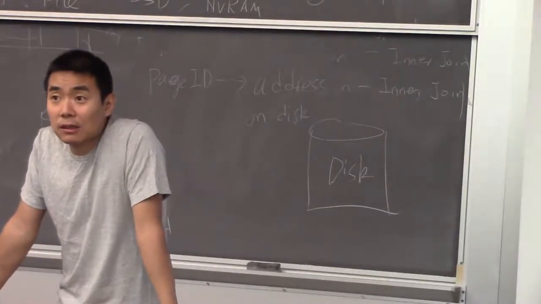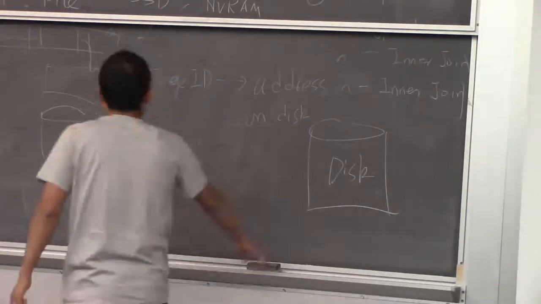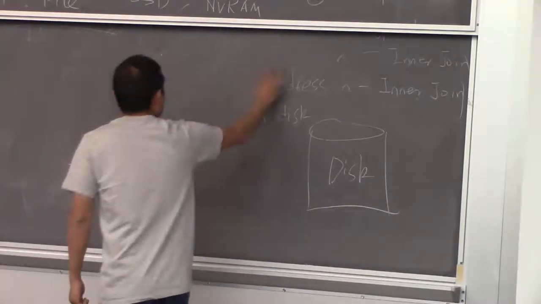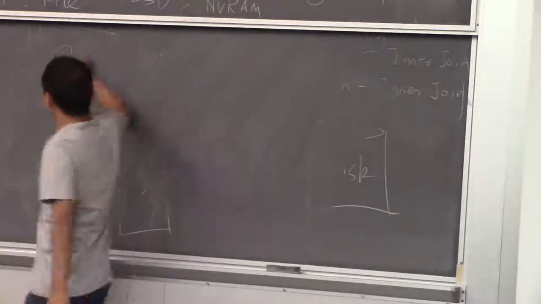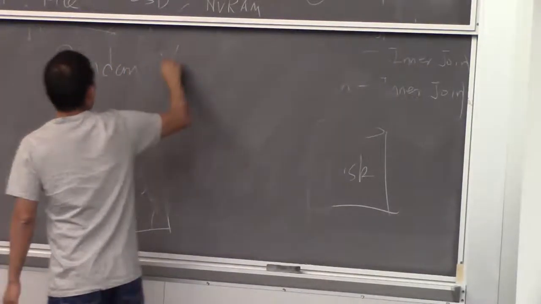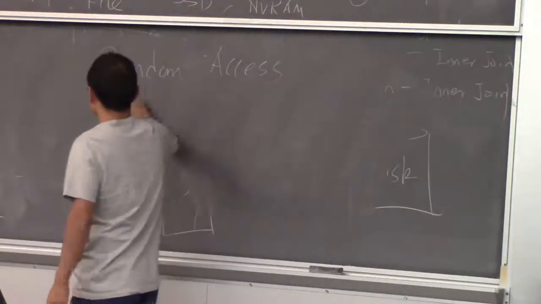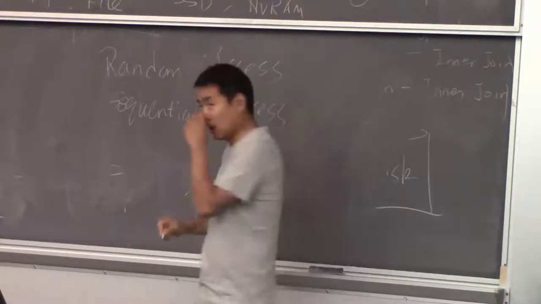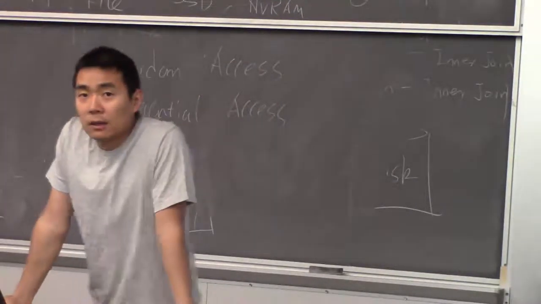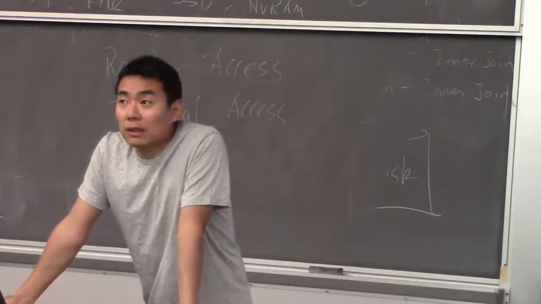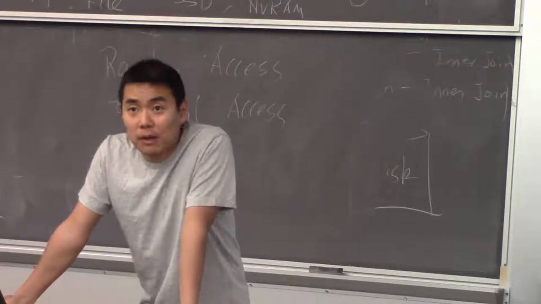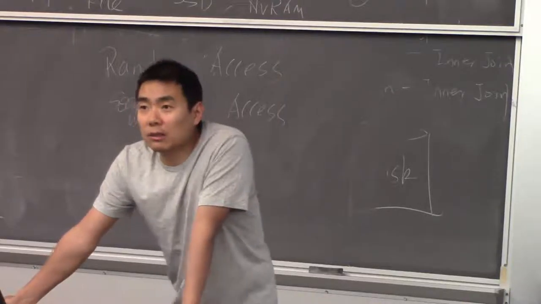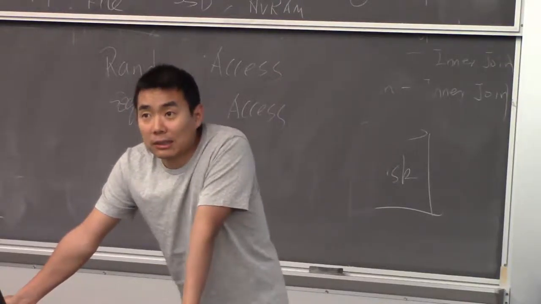That clear? Now, that being said, let's look at the difference between random access and sequential access on disk. Given the way that disk works, that we have just discussed, what is the difference between random access and sequential access? First of all, I need to define this properly. What do I mean by random access and sequential access?